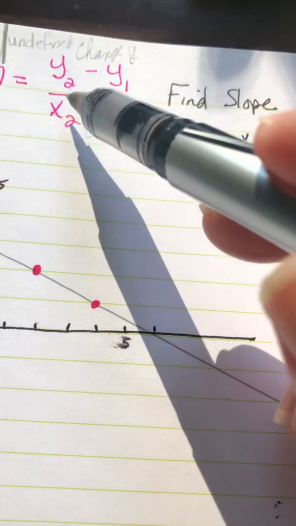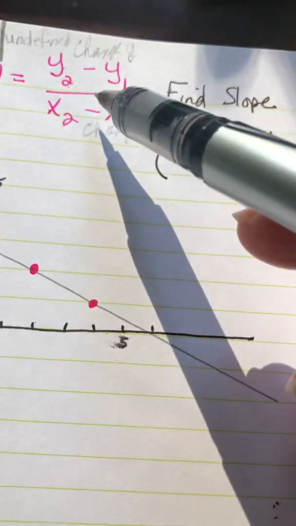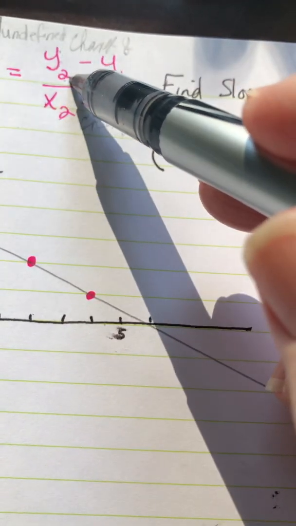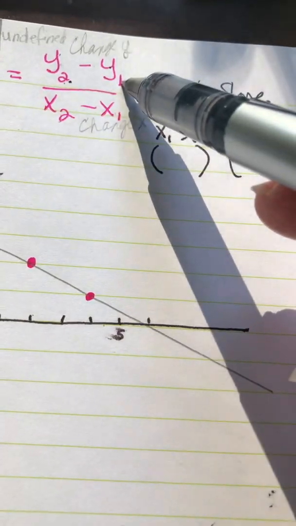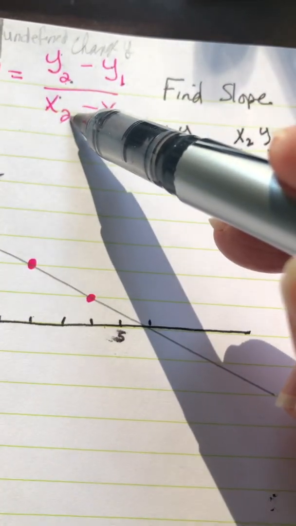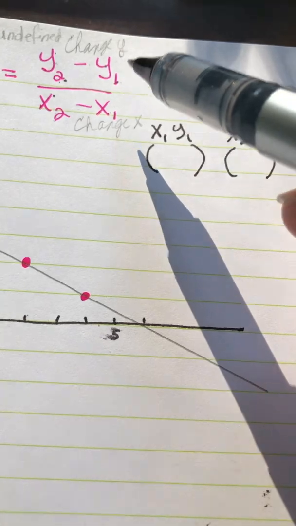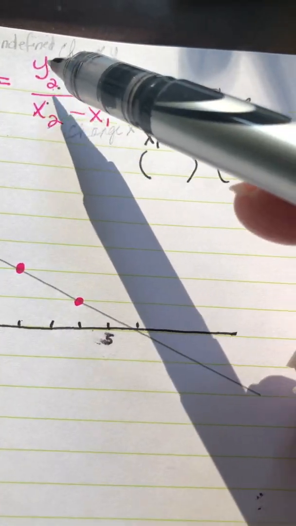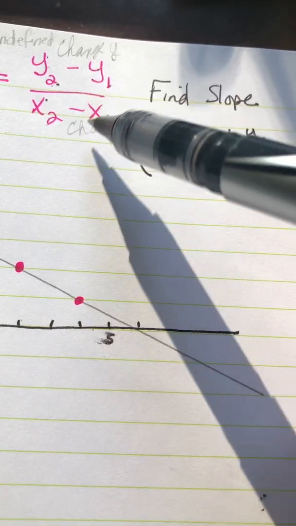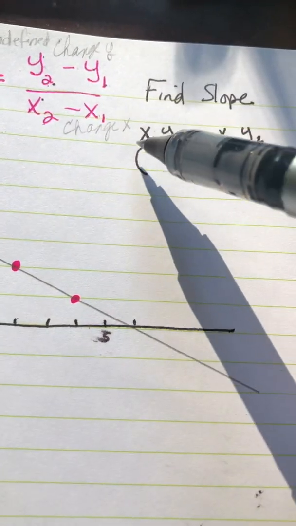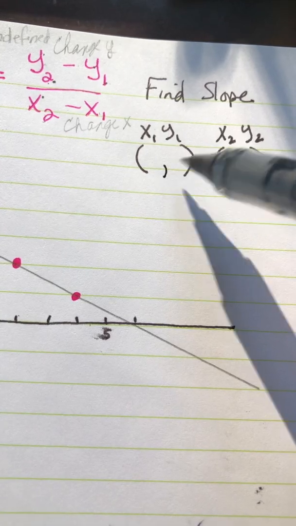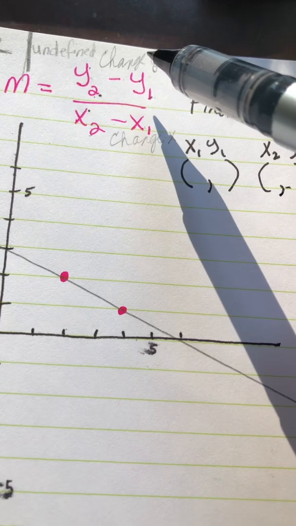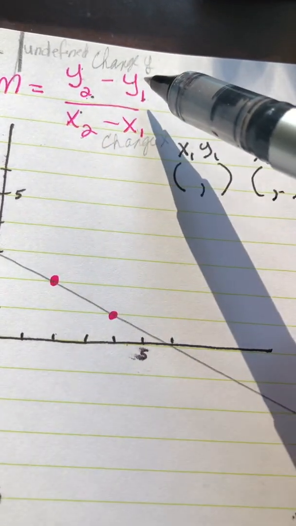But that's what these little 2's and 1's mean. They're not exponents. They're sitting down low. They're called subscripts. And that means the y from the second set, the y from the first set, the x from the second set, the x from the first set. And also notice this is upside down. You have to be super careful because it's so easy to switch them around the other way. Because we know in our sets of coordinates, the x comes first. But in the slope equation, the y comes on top.